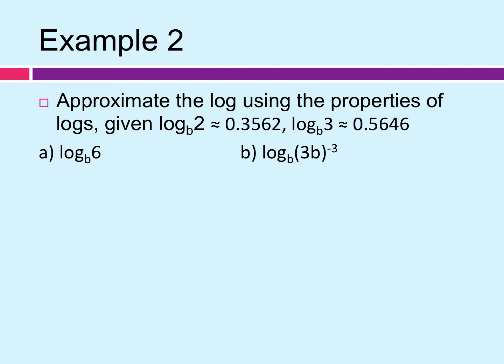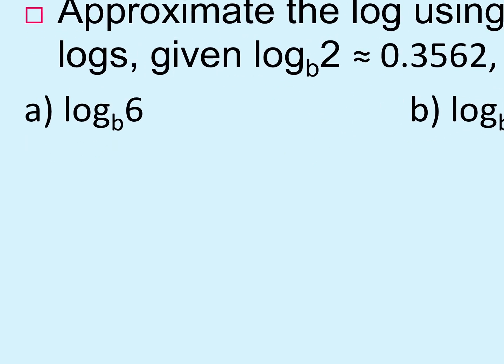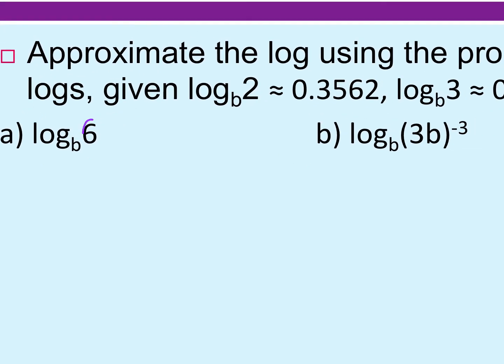Okay, so we're coming back to example 2. This time it says approximate the log using the properties of logs given log base b of 2 is 0.3562 and log base b of 3 is 0.5646. So I don't know the value of b, which means I just have to rewrite these in terms of something with the 2 and something with the 3. Think product or fraction or exponent. So if I have log base b of 6, how could I rewrite 6 to either be a product, a quotient, or a power with 3 or 2 or both?